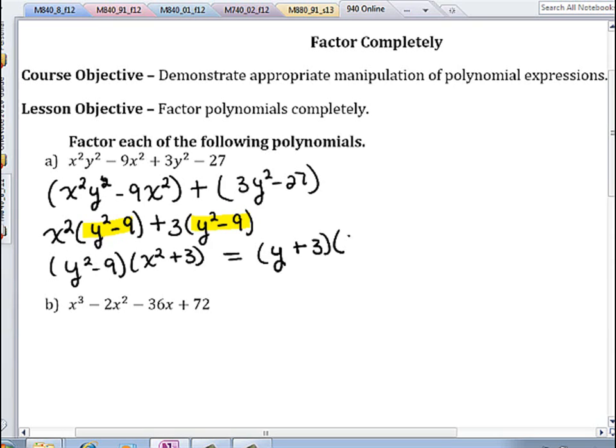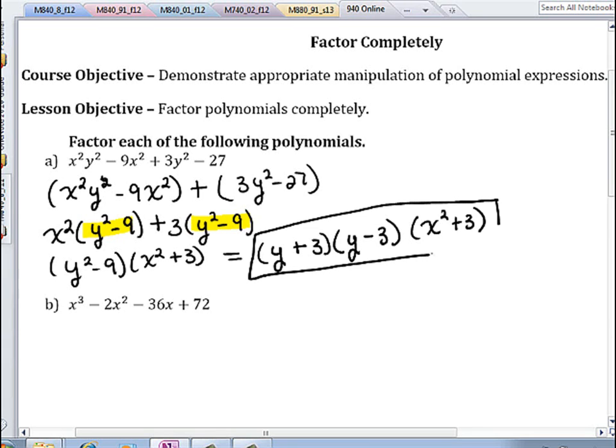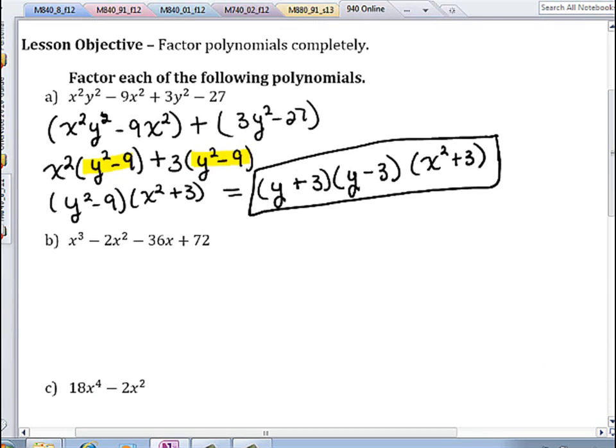And then the second factor is exactly the same, except for the sign in the middle, so that's going to be y minus 3. And then don't forget we have the x squared plus 3 on the end there. So our final answer is y plus 3 times y minus 3 times x squared plus 3.